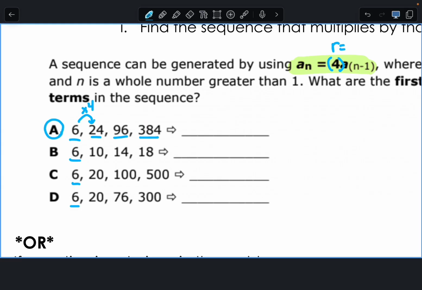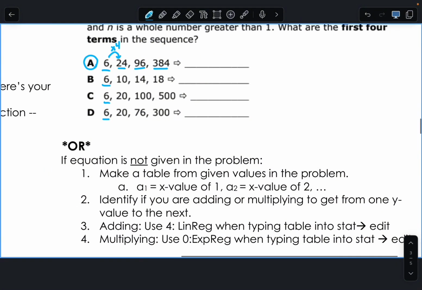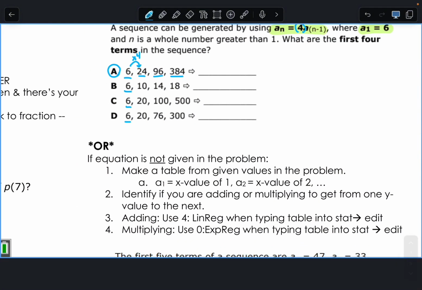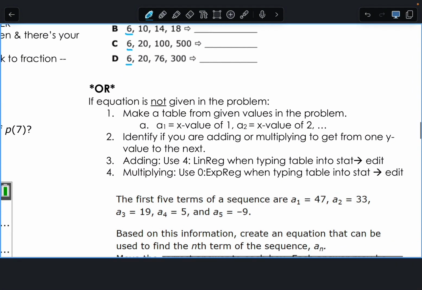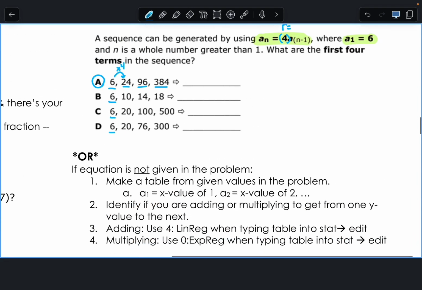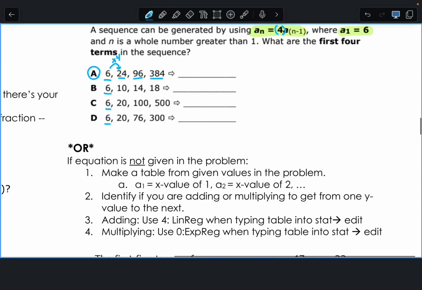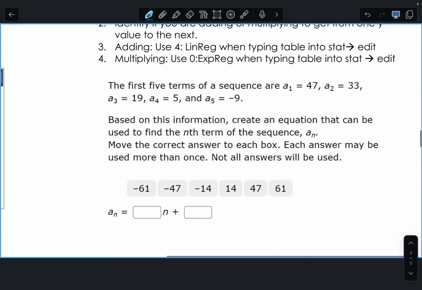Now, if that 4 had a plus sign somewhere, if it had 4 plus A sub n minus 1, then that would mean addition instead of multiplication. Okay? But it doesn't. Or sometimes they do not give you the formula or the equation in the problem. This one gives you the first 5 numbers in the sequence.